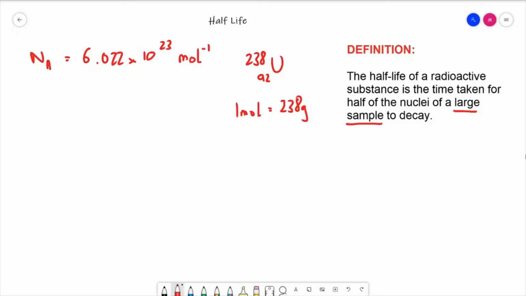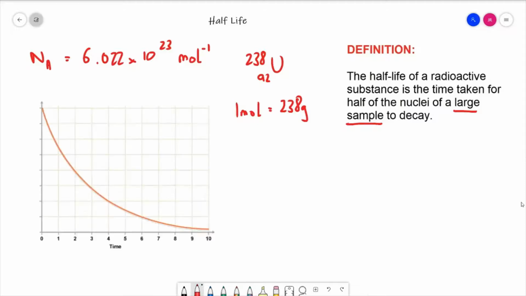So actually, if we were to take something like a kilogram of uranium, we would have just over 4 moles of uranium, and we would have of the order of 10 to the 24 atoms of uranium in that 1 kilogram. Now, obviously, when we're getting up to that kind of order of magnitude, 10 to the 24, that is definitely a large sample, and therefore the probabilities are going to work well enough to mean that we can make a proper measurement of our half-life.